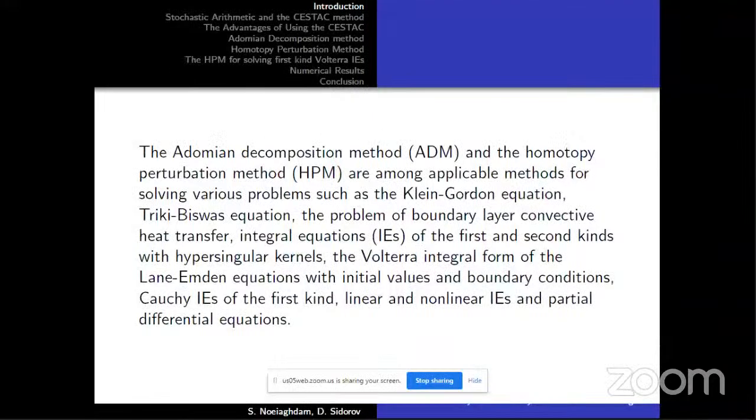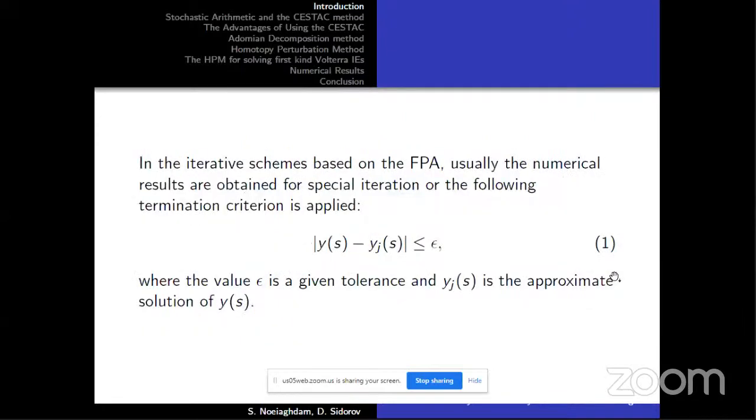Methods for solving different problems. Integral equations, also ordinary differential equations, and partial differential equations, and many engineering problems can be solved by these methods. But here, the main aim of this study is combining another new method to control the accuracy of the Adomian decomposition method and also the HPM.